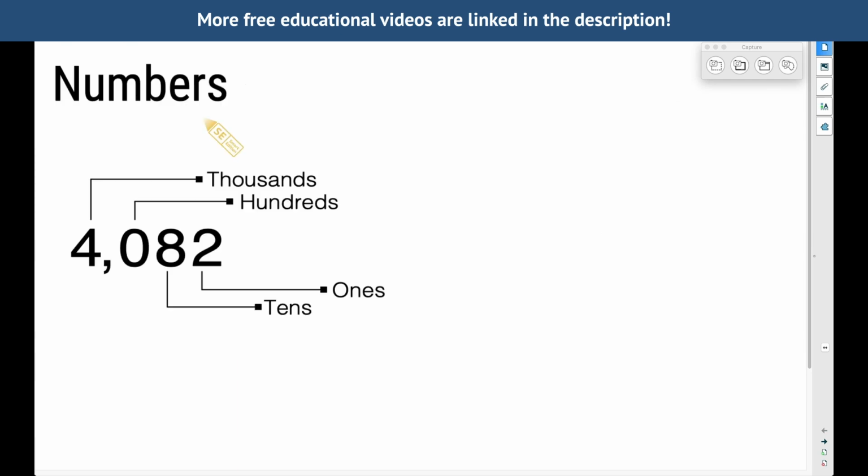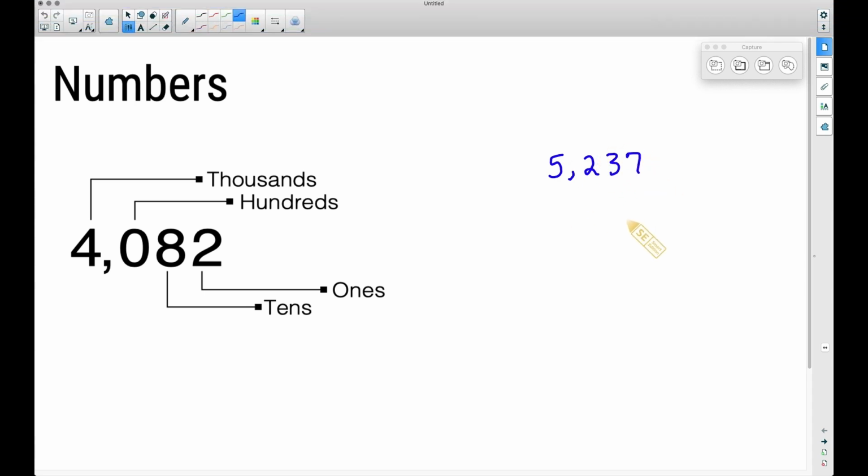So numbers, yes, we know what numbers are, but I want to talk about them a little bit more in detail. First of all, we have the place value for the numbers: the ones, the tens, the hundreds, and the thousands. Let's consider another number, 5,237. Now, I'm just making up another number here because I want to have a non-zero digit in each place value to explain the concept here. Now, this is the thousands, this is the hundreds, this is the tens, this is the ones.